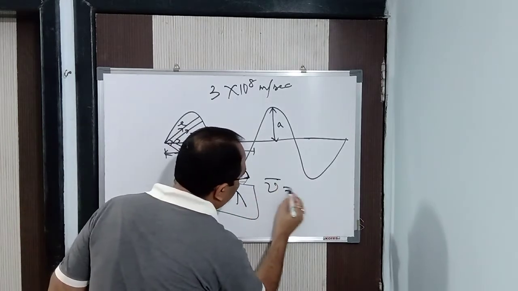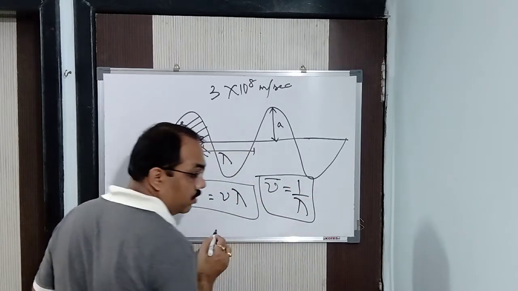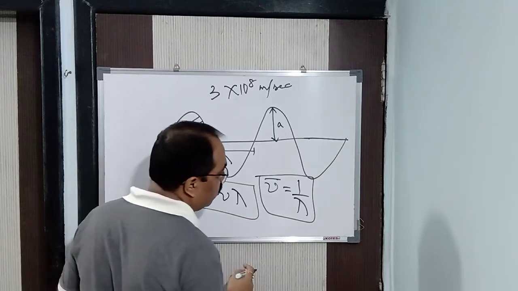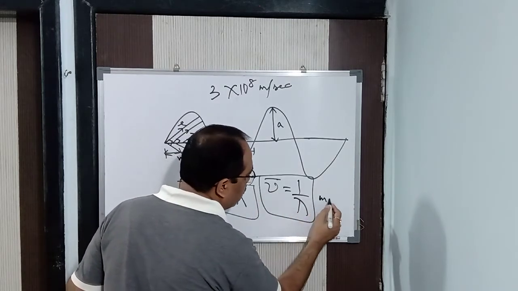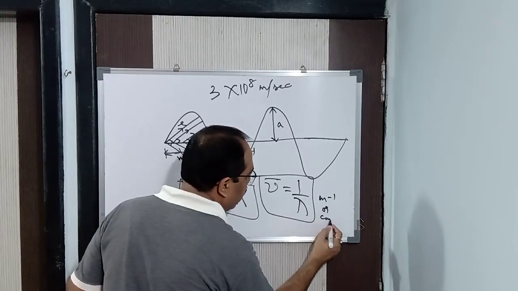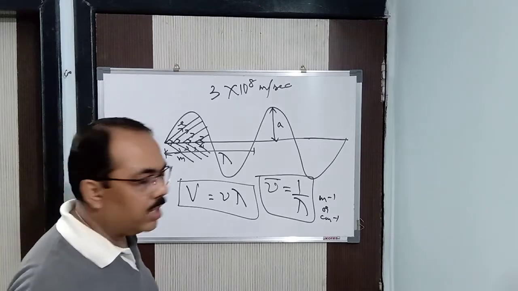So wave number, nu bar, is nothing but 1 by lambda. It is the reciprocal of wavelength. So what is the unit of nu bar? Nu bar is wave number, mind it. It is either meter inverse or centimeter inverse. In SI unit it is meter inverse, and in CGS unit it is centimeter inverse.